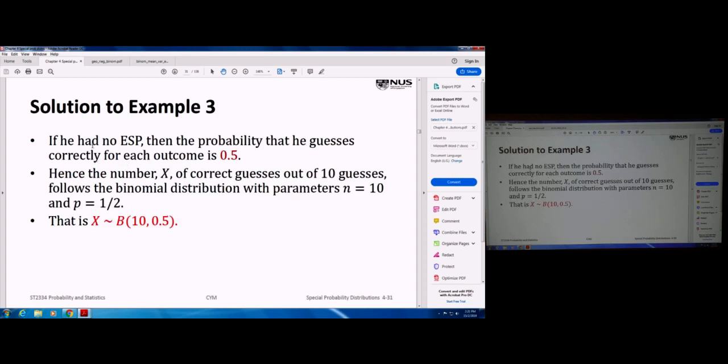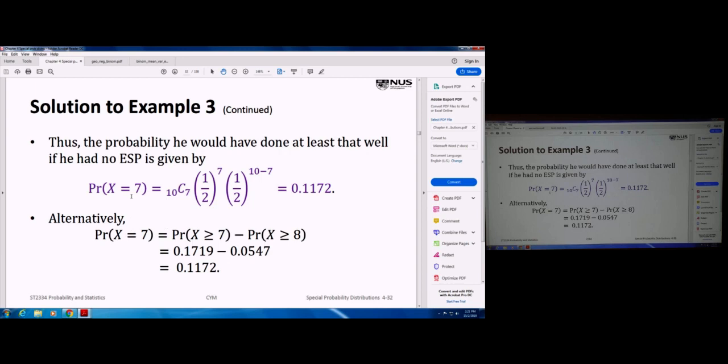So this is the answer. If that individual has no extrasensory perception, then the probability that he gets it right on a coin flip is 0.5. He doesn't know, he's just guessing. So the number of correct guesses out of those 10 is a collection of independent and identically distributed Bernoulli trials with success probability one half. So we're modeling the case where this individual has no ESP as a binomial random variable with 10 Bernoulli trials and success probability 0.5. Very good. Now all we want to do is calculate the probability that x equals 7.